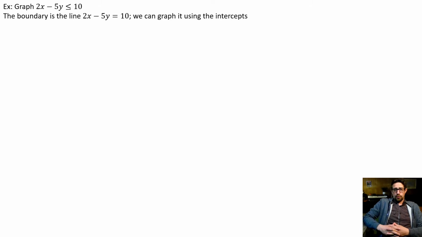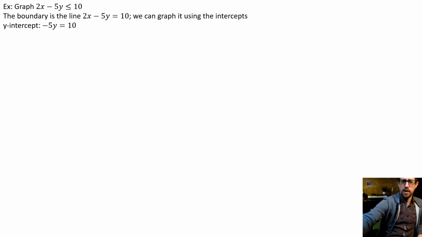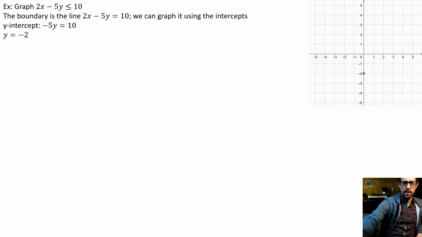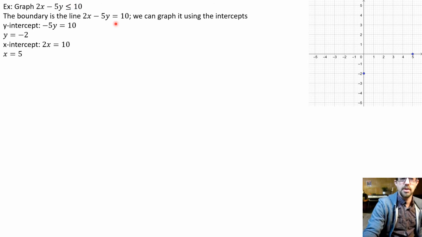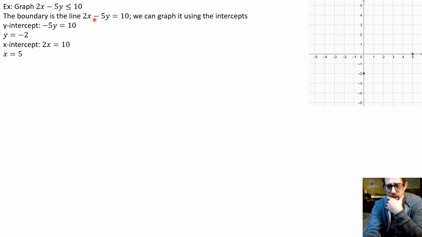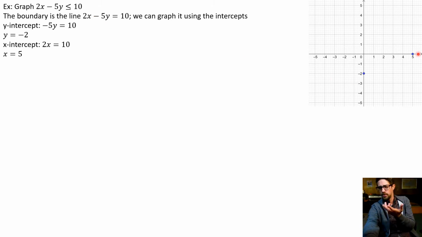We graph the line 2x minus 5y equals 10. Pretty easy to do if you use the intercepts in this case. When y is 0, we have 2x equals 10, so x is 5. And when x is 0, we have negative 5y equals 10, so y is negative 2. The y-intercept is when x is 0, so there it is. And the x-intercept is when y is 0, so there it is. It's very nice when 10 is divisible by these coefficients, because then it's super easy to graph using the intercepts. In this case, that was the quick way to do it.